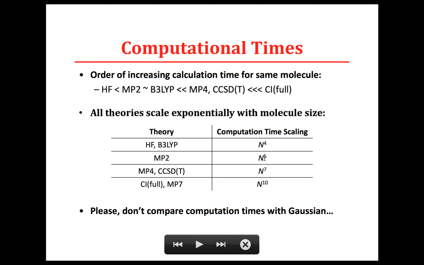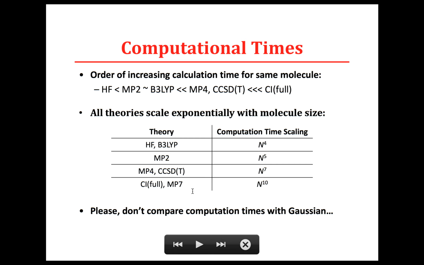MP2 maybe scales about N to the 5, so it's going to take 32 times longer. So as MP2 calculations grow bigger and bigger, they are going to take longer and longer. MP4, CCSDT, even worse, N to the 7. CI full, MP7, 7th order perturbation theory, N to the 10. 2 to the 10, I think, is 1024. Let me pull out my calculator here. Well, let's just say it's a big number. I think 1024 is what 2 to the 10 is.